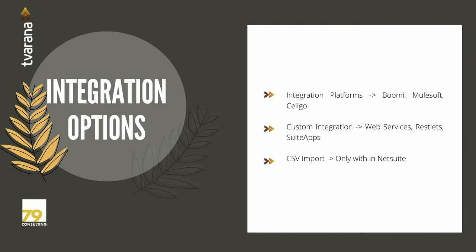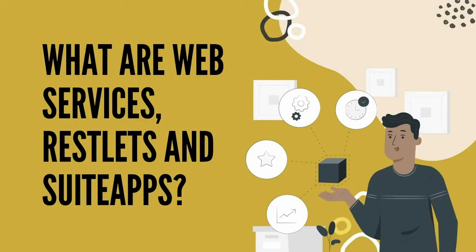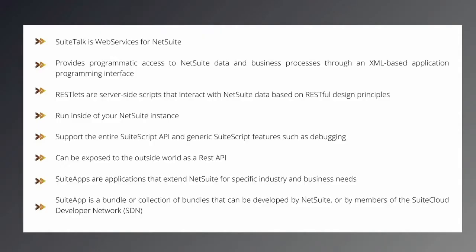What about custom integration options, web services, RESTlets, and Suite apps? Can you tell us how those work? Sure. So the web services platform for NetSuite is called SuiteTalk. It provides programmatic access to NetSuite data and business processes through an XML-based application programming interface. This can be developed either in Java or C Sharp. This involves some heavy coding and would also need additional deploying environments.